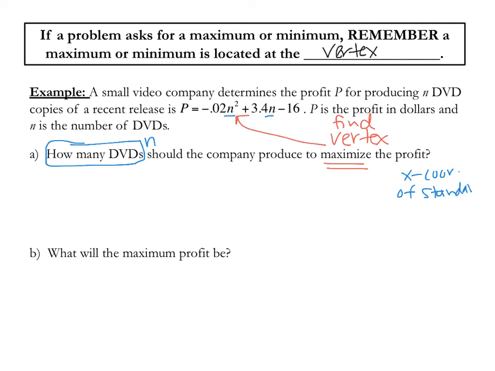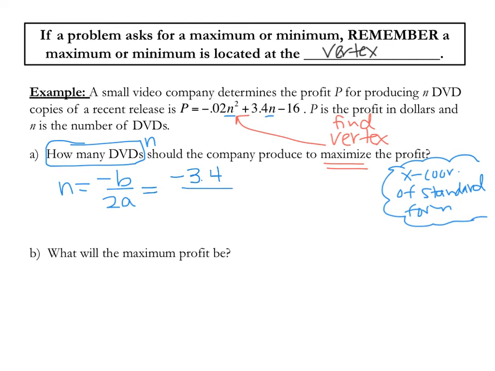Do you remember the formula from the earlier problems? It looks kind of like the quadratic formula. We're just going to call it n here. So n is going to be negative b over 2a. That's the formula we used before. Then we're just going to plug in the numbers they gave us in the equation. So it's going to be negative 3.4 over 2 times negative 0.02.